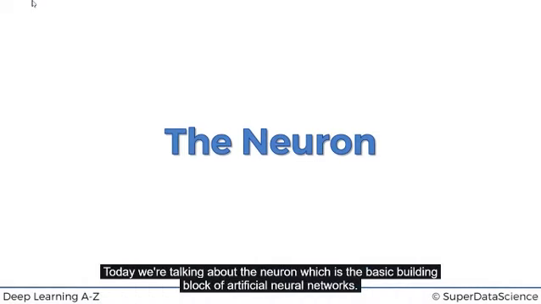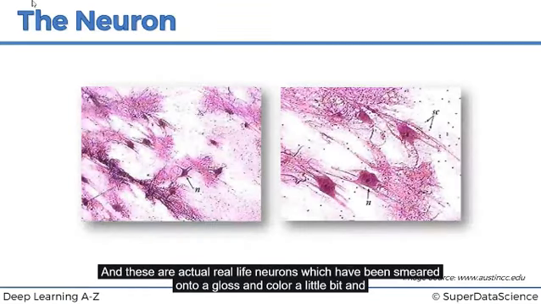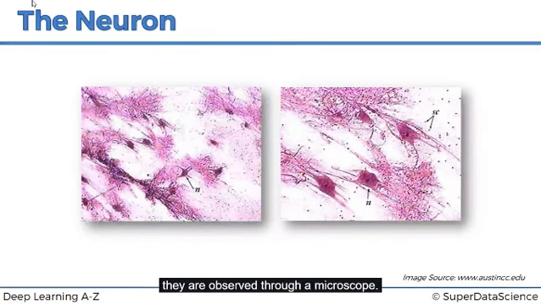Today we're talking about the neuron, which is the basic building block of artificial neural networks. So let's get started. Previously we saw an image which looked like this, and these are actual real-life neurons which have been smeared onto a glass and colored a little bit, and they are observed through a microscope. So this is what they look like.